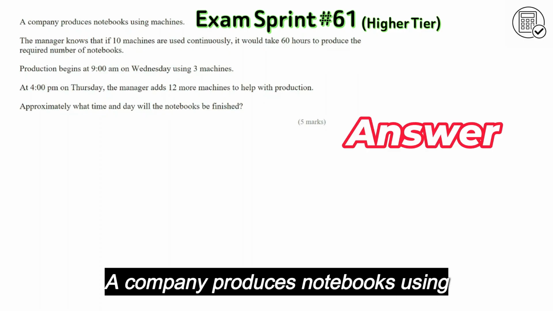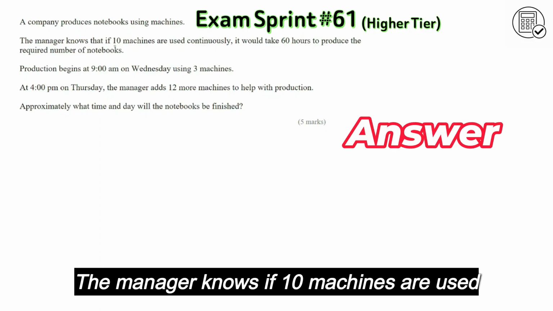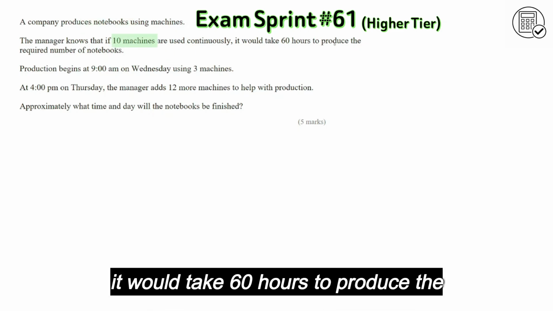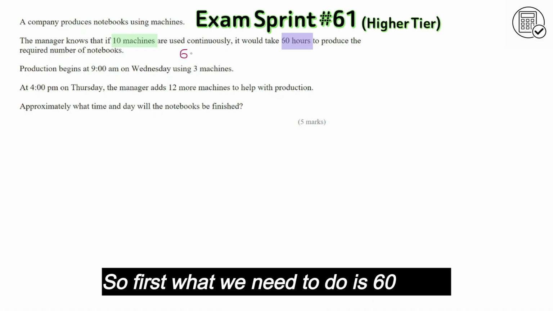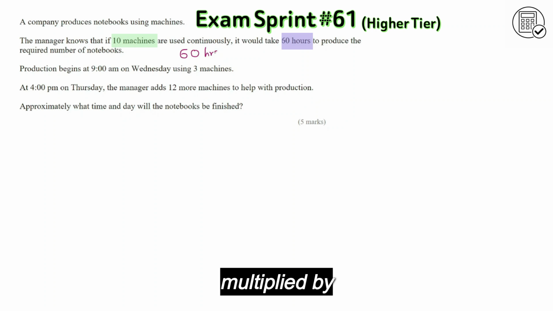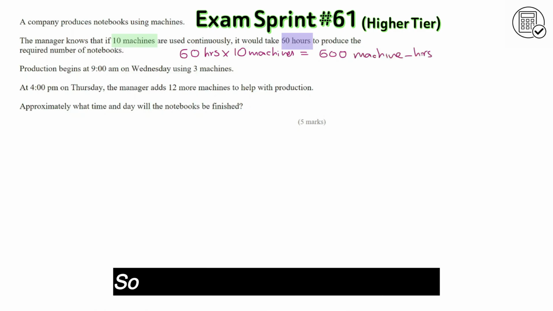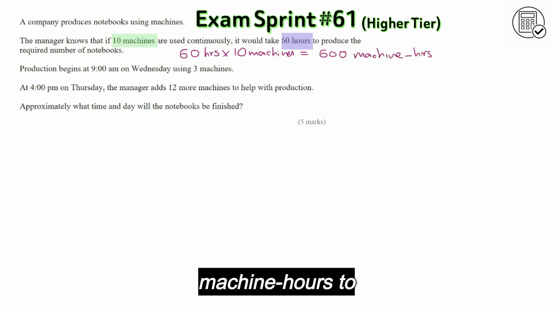A company produces notebooks using machines. The manager knows if 10 machines are used continuously, it would take 60 hours to produce the required number of notebooks. So, first what we need to do is 60 hours multiplied by 10 machines. Now this gives us the number of machine hours required. So from this we know it requires 600 machine hours to complete the task.